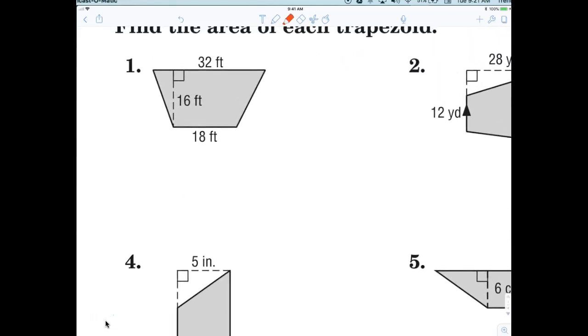So number one, let's just take care of that. I'm agreeing with you. So area is equal to 16, 32 plus 18, half of that. Your area is 400 square feet. If you need that chart, you can use it. Just pull mine off. Does somebody have any questions?